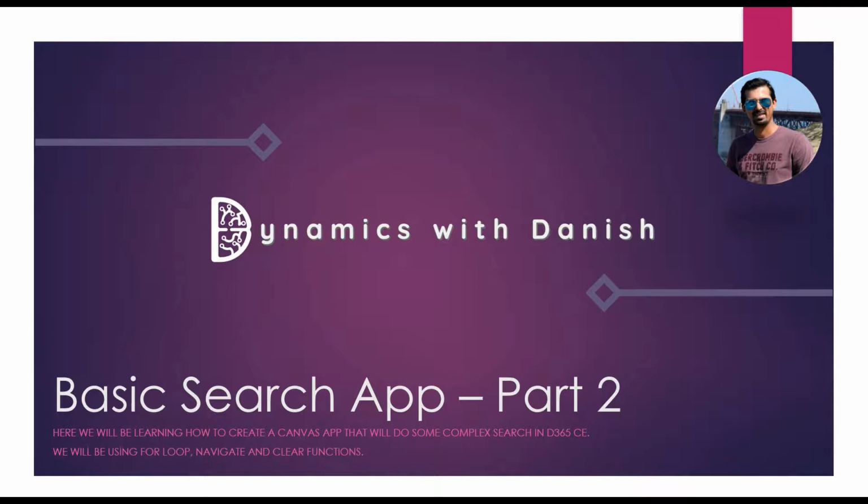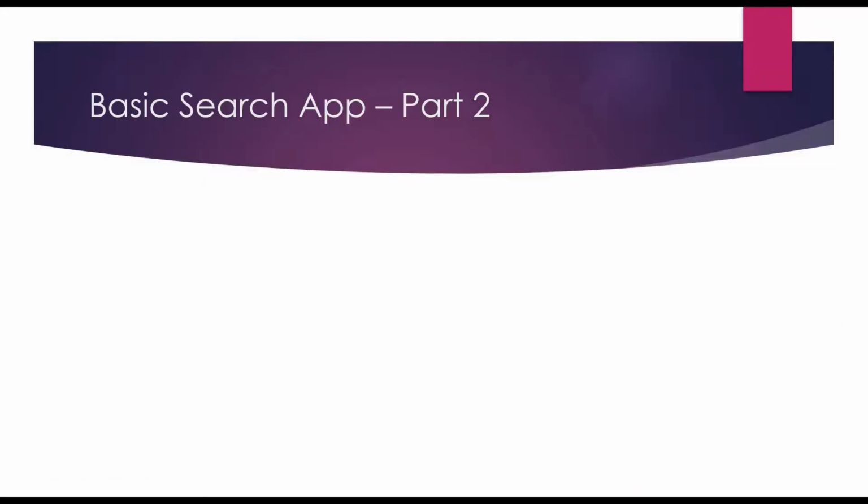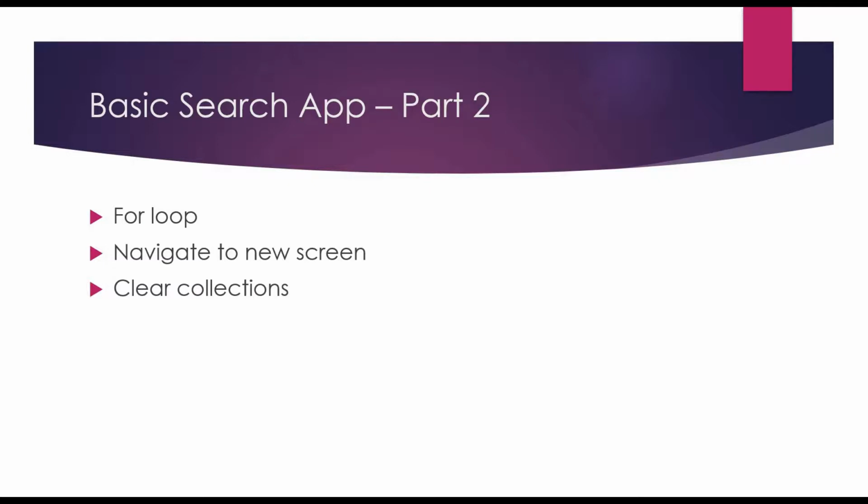In this video, we're going to look at how to create a Canvas app that will search the data in a complex way. We'll be looking at how to use a for loop, navigate to a new screen, and clear collections. I will be using the same app that we created in the previous video. You can find the link to the part 1 video in the description and also on the top right corner of this video. So let's get started.